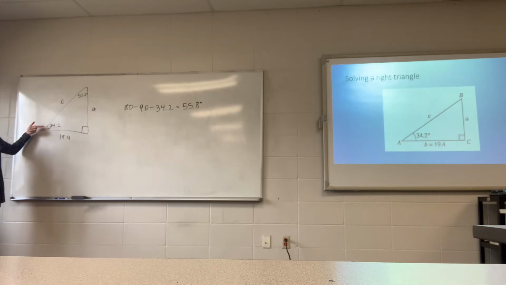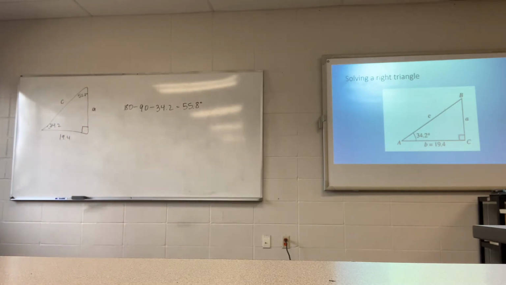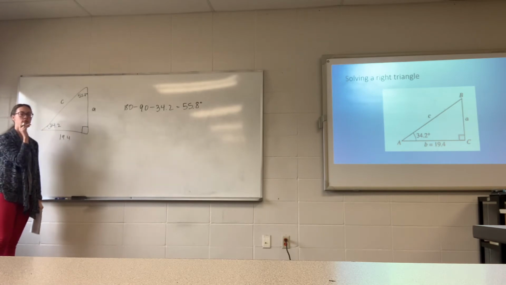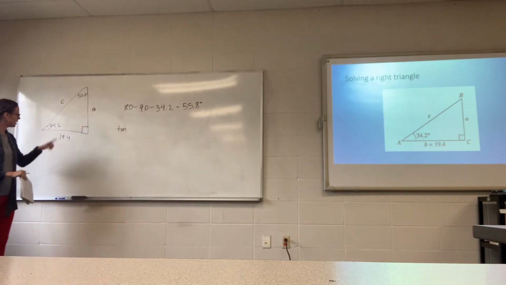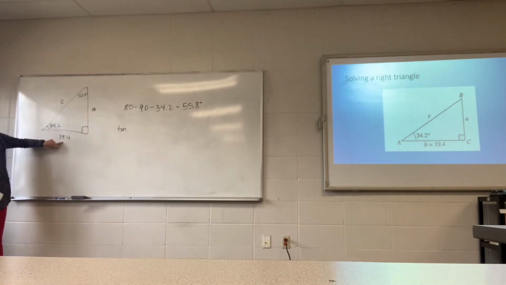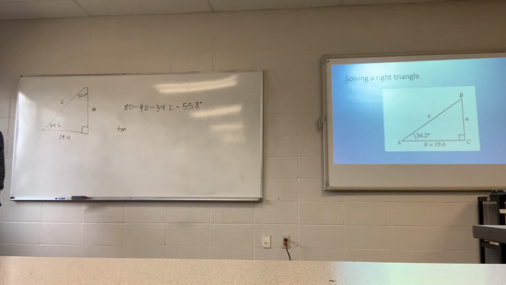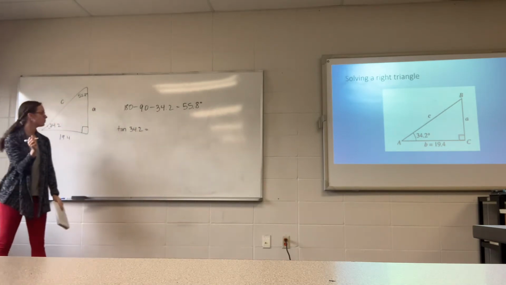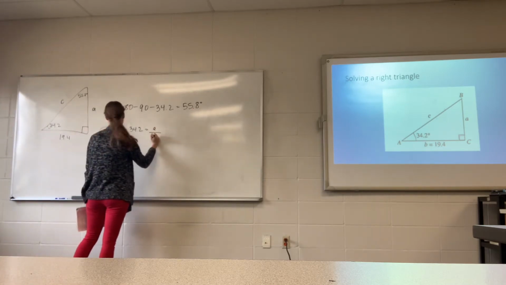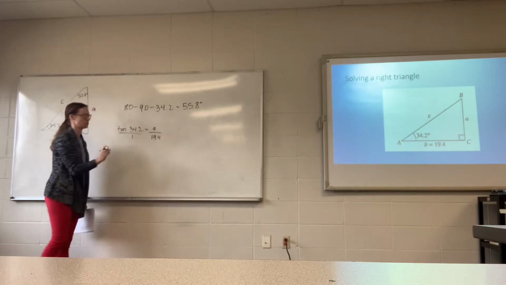Let's use this angle of 34.2. If I have this angle and I'm solving for A, and I have this side, what do I want to use? Sine, cosine, tangent? Opposite over adjacent, which is tangent. So we're going to use tangent, because I'm using my opposite side and my adjacent side, and this original angle that they gave me. We could have used different measurements, it doesn't matter. So tangent of 34.2 is equal to my opposite, which is A, over my adjacent, which is the 19.4. And then I know that this is over 1.